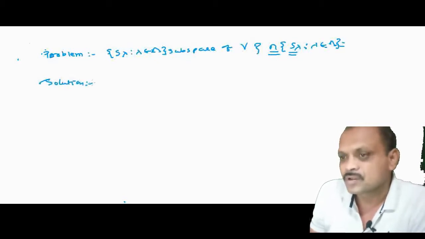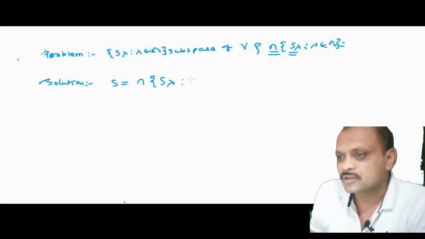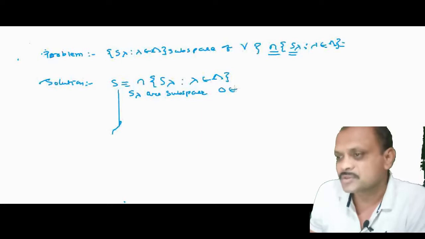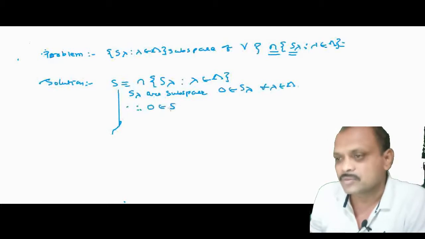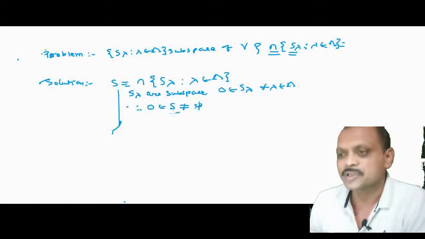Solution: suppose S equals the intersection of S lambda such that lambda belongs to capital Lambda. Now we see that all S lambda are subspaces. Therefore 0 belongs to S lambda for all lambda belonging to capital Lambda. So 0 is a common element and therefore 0 belongs to S, and this shows that S is non-empty.